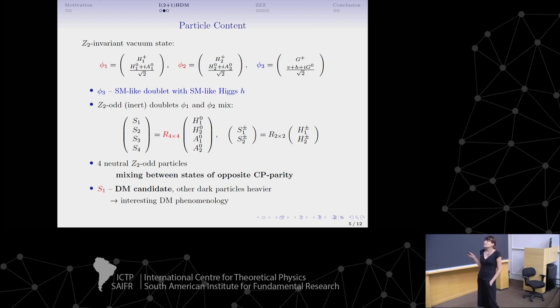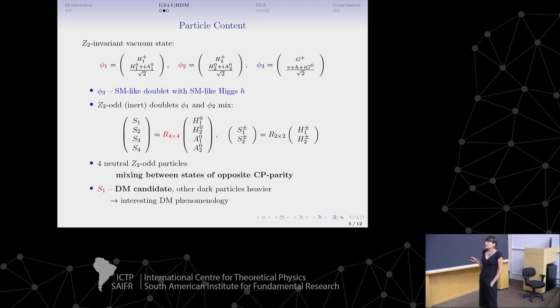And this doublet is by construction at the tree level basically standard model-like. Tree-level interactions of that particle are just like in the standard model with fermions and gauge bosons. The difference you would see in the loop-mediated processes, for example, Higgs to gamma-gamma, where the extra particles that we add can change that ratio. But on the tree level, everything is just like in the standard model.